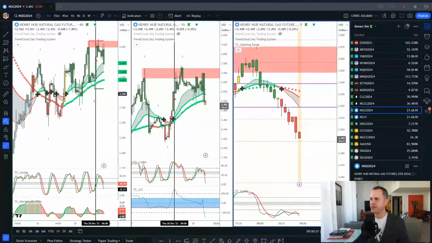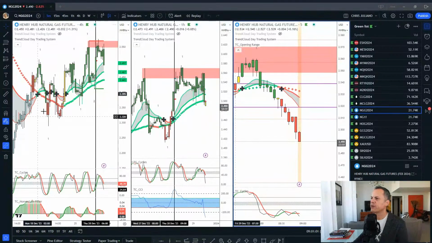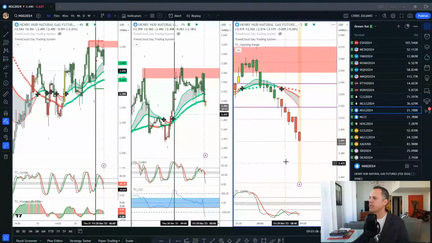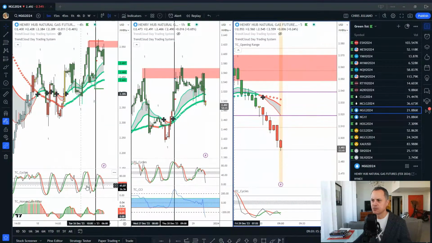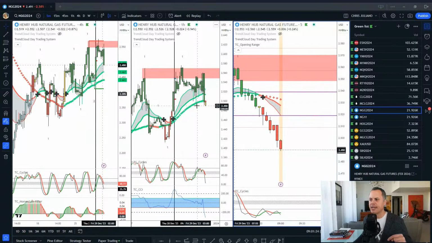I'm Chris Giuliano. This is TrendCloud Trading. This is the TrendCloud Trading Room where we go over the actual TrendCloud system, and we incorporate 6 elements of trading. That is trend, momentum, cycles across multiple time frames, and also support and resistance and supply and demand. Those are the 6 elements of the TrendCloud trading system.